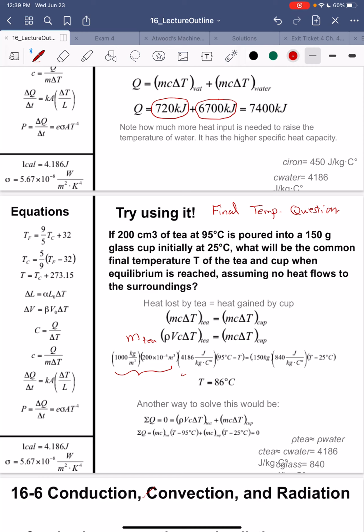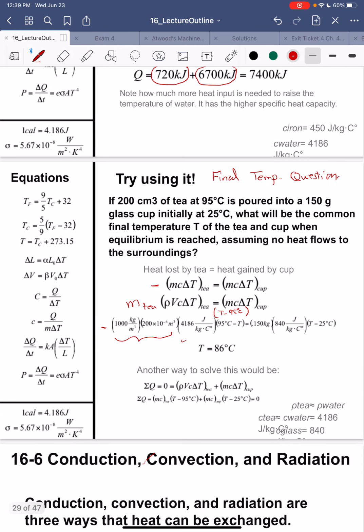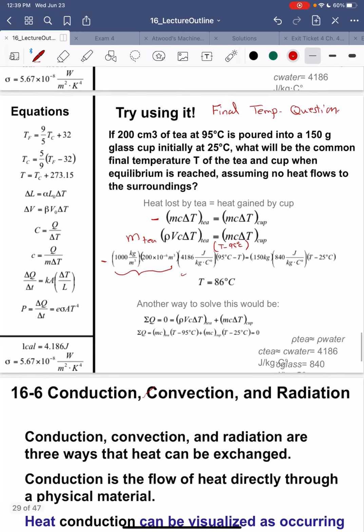The initial temperature was 95. Remember, this should be T minus 95 degrees Celsius. Okay, and we're gonna have a minus here. I prefer to have that solution like this, and then I'm gonna have a negative, then it's gonna be a plus. And this is the reason why it is inverted, because delta T is T minus 95, and it's gonna be negative. Okay, and doing the calculation, we will be able to calculate that temperature to be 86 degrees Celsius.